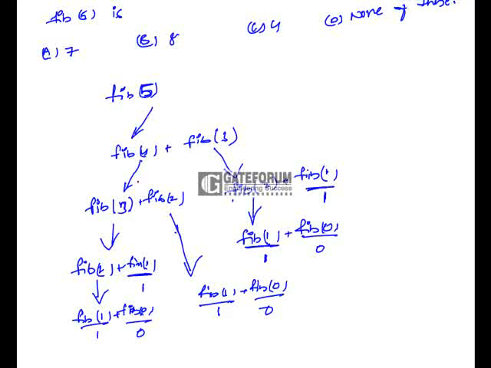So here we have to find the number of additions taken in evaluating Fibonacci of 5. So here total how many additions are there? This is 1, this is 2, this is 3, this is 4, this is 5, this is 6, and this is 7. Total 7 additions.